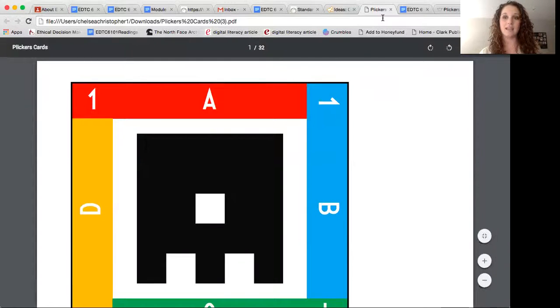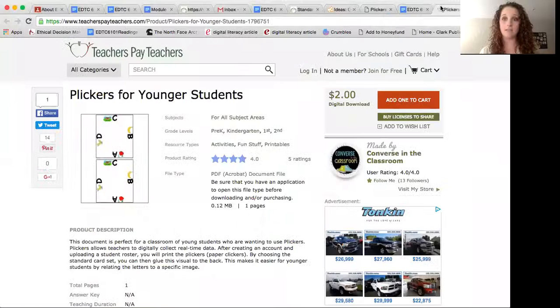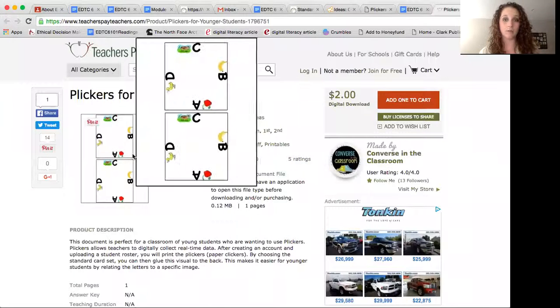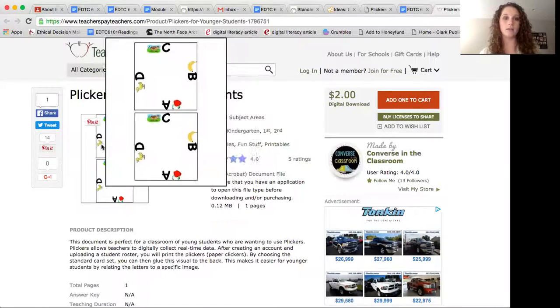So originally I kind of had the idea to connect it, like some of my kids, in the beginning of the year, they don't even know A, B, C, and D. So I thought connecting it to a graphic would be a great idea. I found a Teachers Pay Teachers resource for purchase. It's only $2 that you can download and put on the back of cards. I like that it connects it to a graphic.